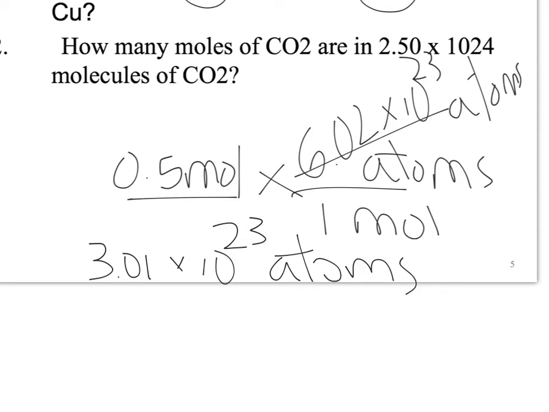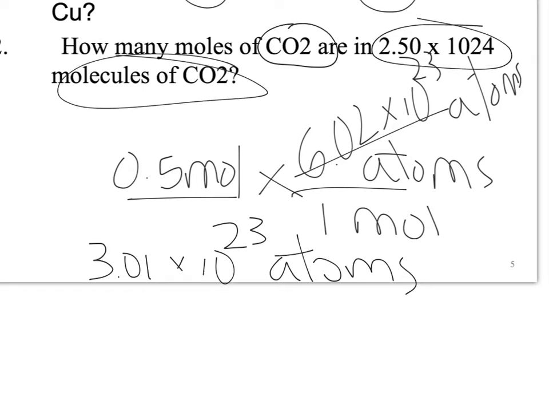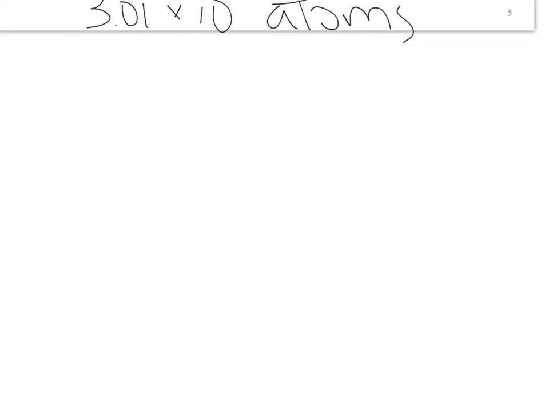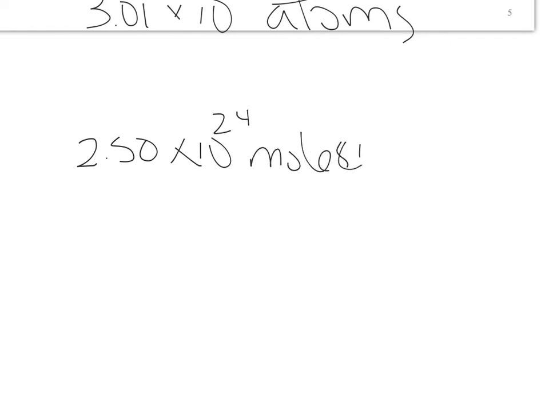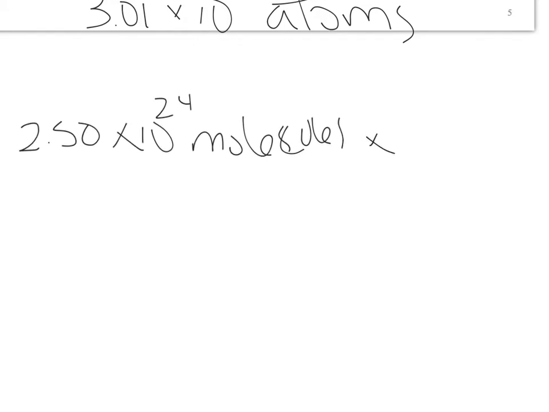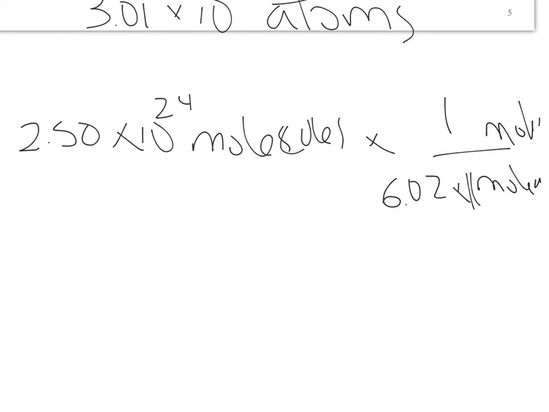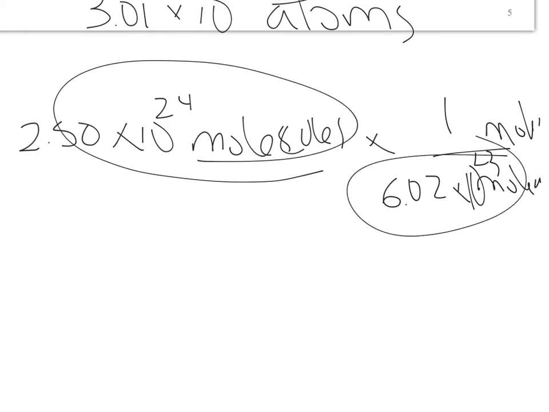The next problem is how many moles of CO2 are in these many molecules. So we're going to set up the problem. We have 2.50 times 10 to the 24 molecules. So then we're going to set up in a way that molecules are here and moles are here. 1 mole equals 6.02 times 10 to the 23rd molecules. Take this number divided by this, and the answer is 4.15 moles.